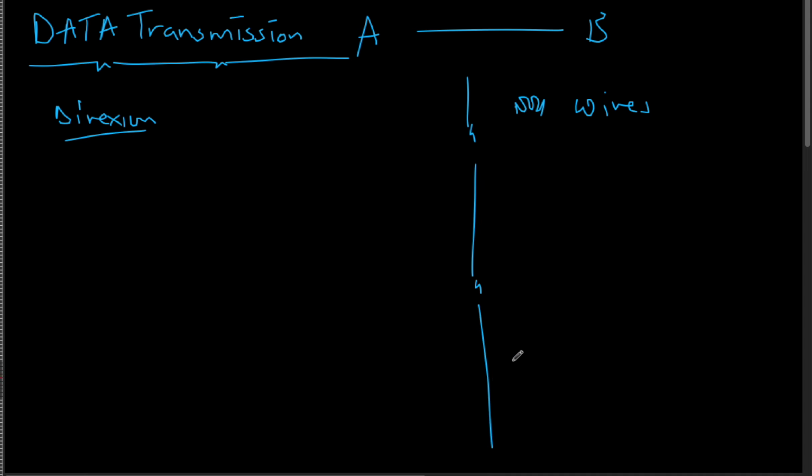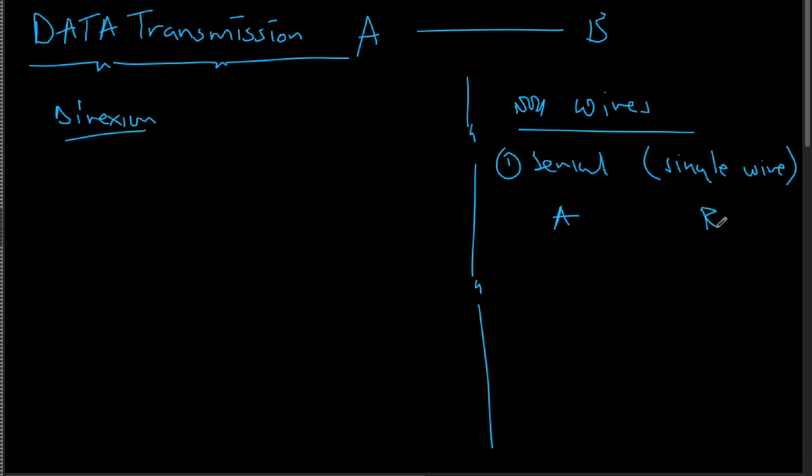We're going to be having the first type, called serial transmission, if and only if there is a single wire that is used to transmit information between A and B. We don't care about the direction, but we have A and B communicating using only a single wire.